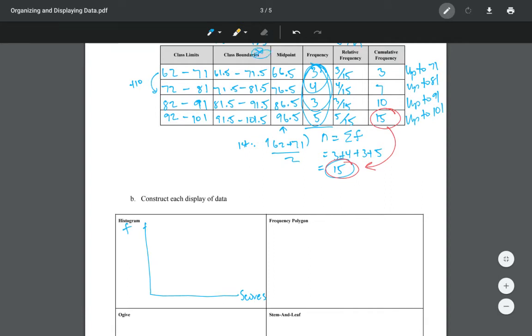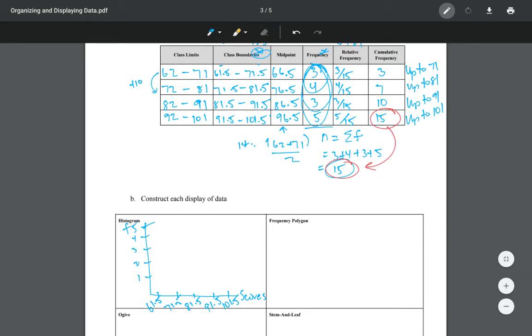So I'm going to use those boundaries, and I just do a quick count. I've got 61.5, so I've got 1, 2, 3, 4, 5 of those. 1, 2, 3, 4, 5 of those. And then I'm going to go ahead and label kind of carefully: 61.5, 71.5, 81.5, 91.5, and finally 101.5. And then I am using frequencies. Those go up to 5. 1, 2, 3, 4, 5.